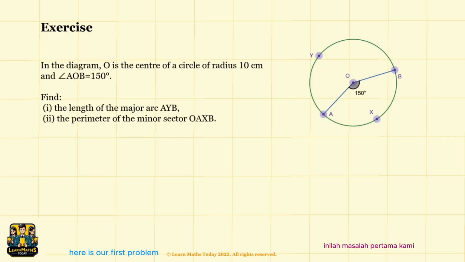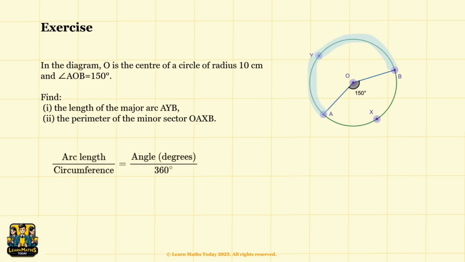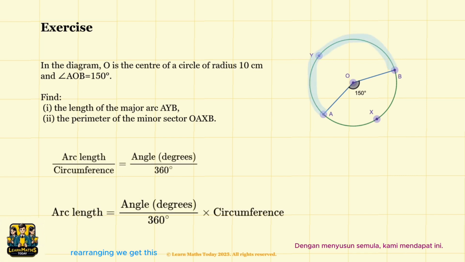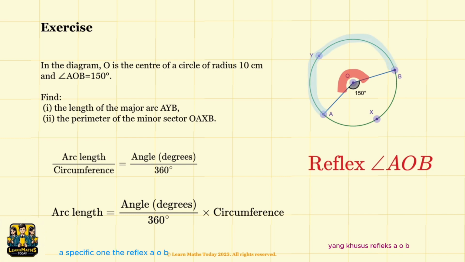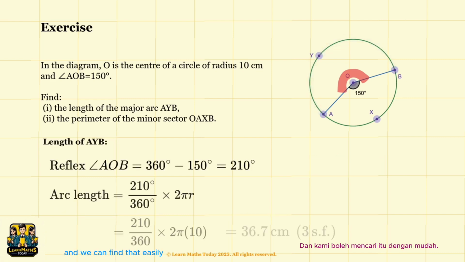Here's our first problem. Pause and take a moment to understand the problem. Now, we want to find the big arc, AYB. Remember the formula for the arc length. Rearranging, we get this. If we understand this problem correctly, the angle that is referred to in the equation is actually a specific one, the reflex AOB, which is more than 180 degrees. And we can find that easily.